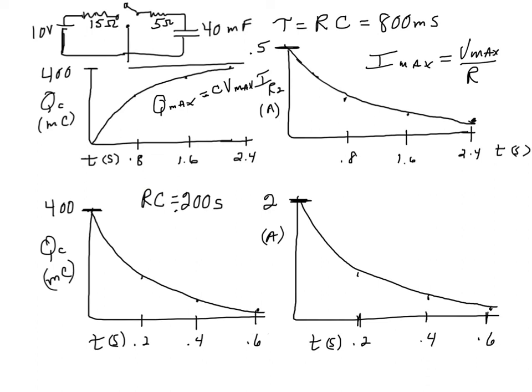The capacitor ended at 400 millicoulombs, so it's going to start at 400 millicoulombs and decay about 2/3, about 2/3, about 2/3. So in 3 time constants, it'll lose 95% of its charge, coming down with a time constant of 200 milliseconds, or 0.2 seconds.